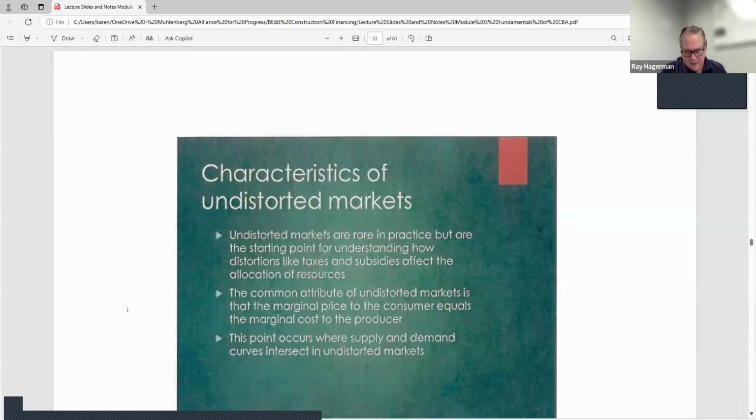But the issue then becomes that we have distorted and undistorted markets. We like to deal with undistorted markets because we don't have to account for as many things. In this particular case, we're going to describe the differences. While undistorted markets are rare in practice, they are a good starting point for understanding how taxes and subsidies affect the allocation of resources.